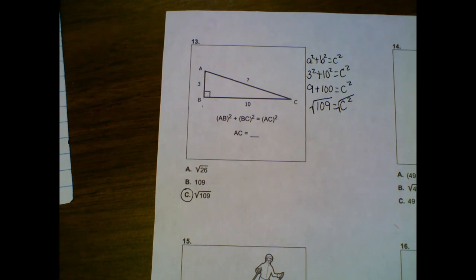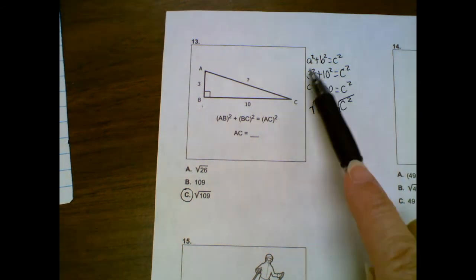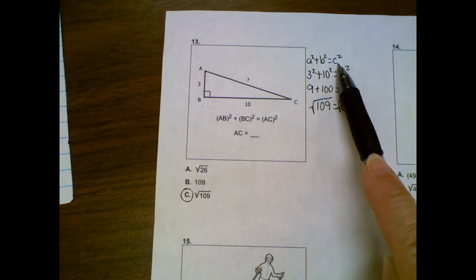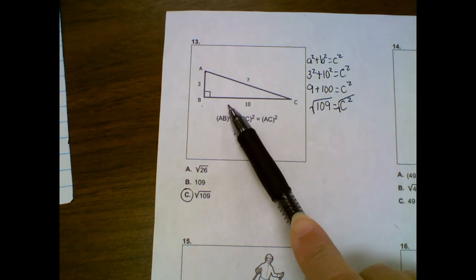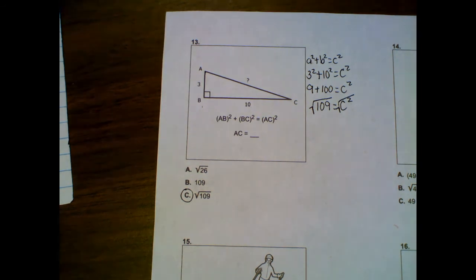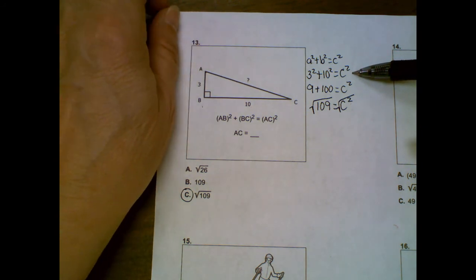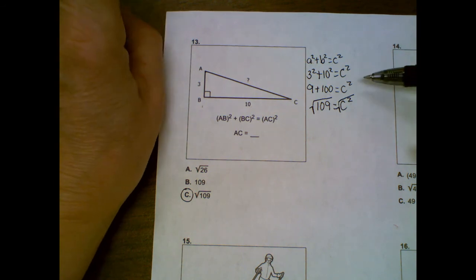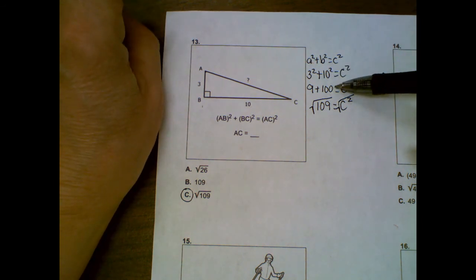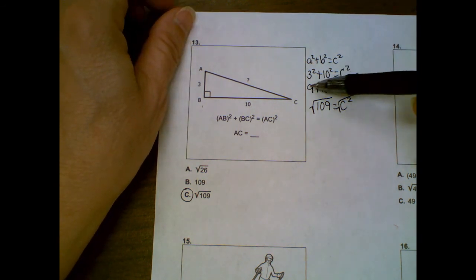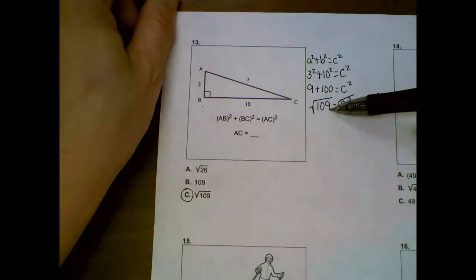Okay, now we're ready to do 13 through 16. I have written my Pythagoras theorem at the top here because I recognize this as a right triangle. I've plugged in the numbers that I know. So I have 3 squared plus 10 squared equals c squared. 3 squared equals 9, and 10 squared equals 100. 9 plus 100 equals 109.